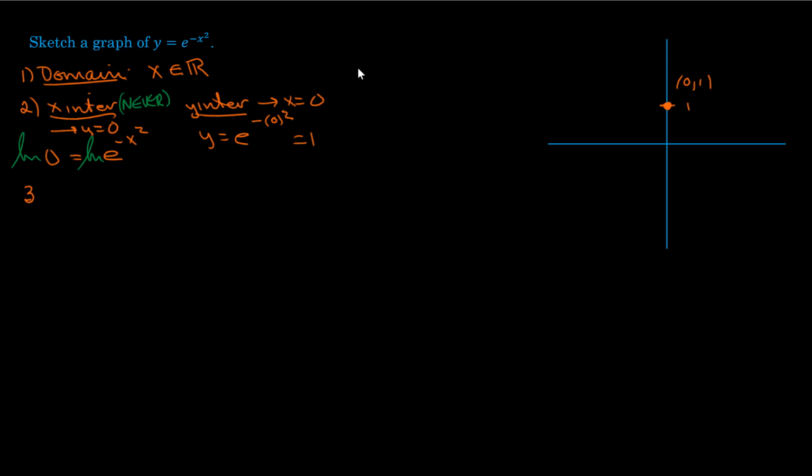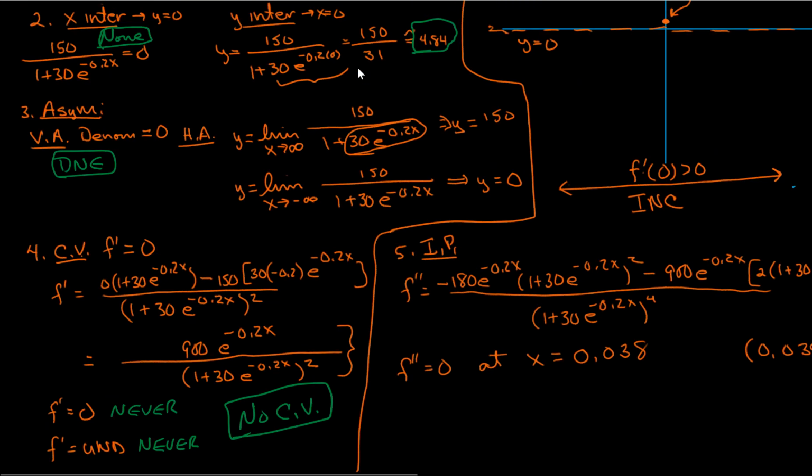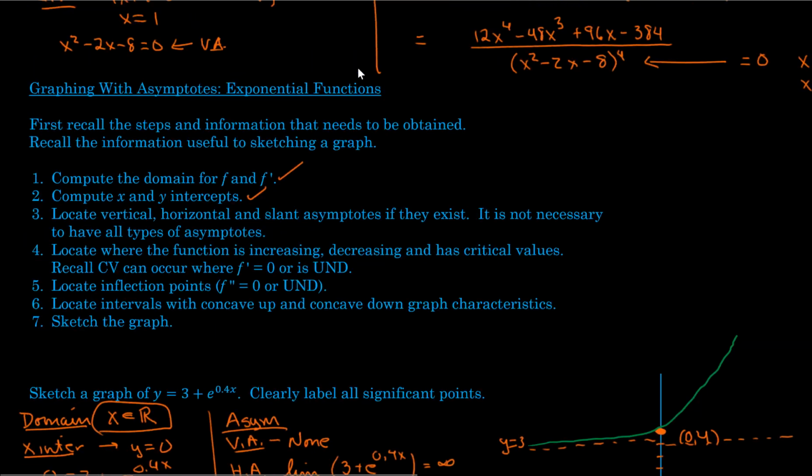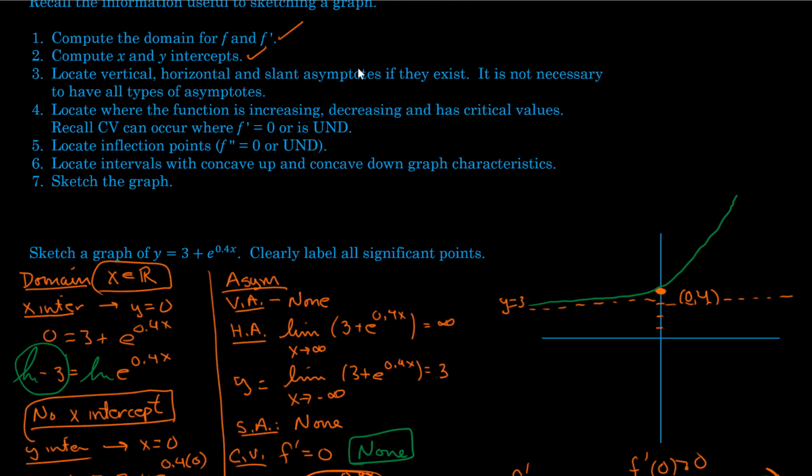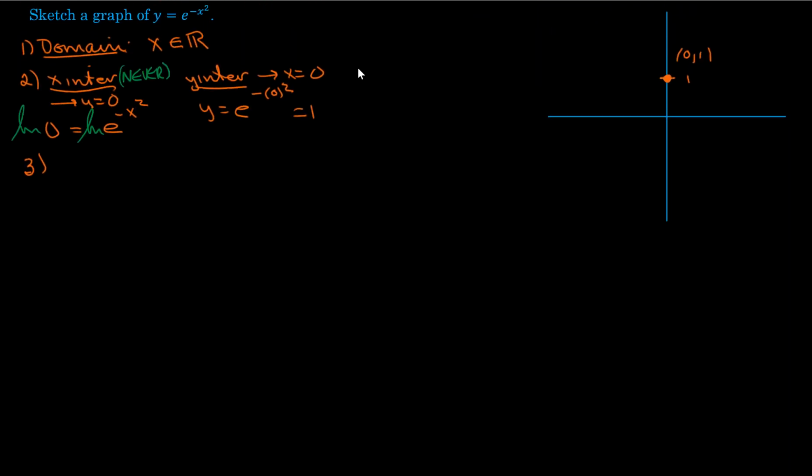Third thing on the list. What is the third thing on the list? Let's go all the way back up here. Here we go. Asymptotes: vertical, horizontal, and slant. Okay, first thing to notice, this is not a rational function where there's a polynomial in the numerator and a polynomial in the denominator. Translation, there is no slant asymptote.